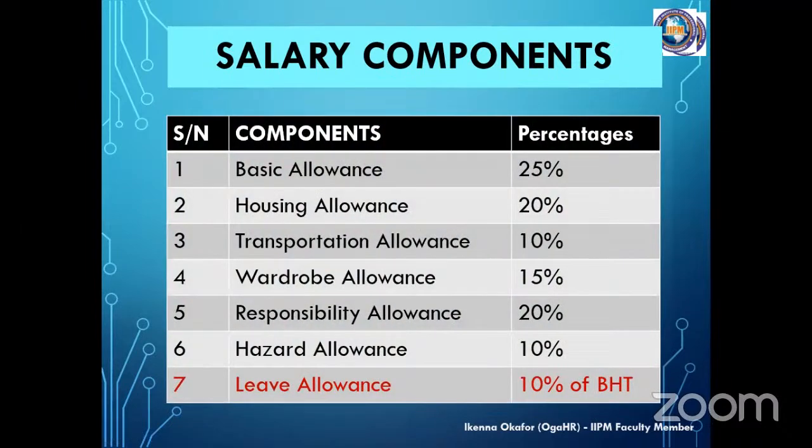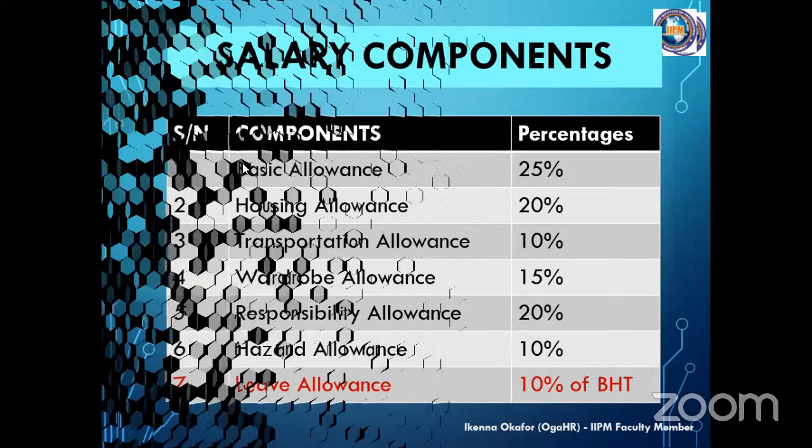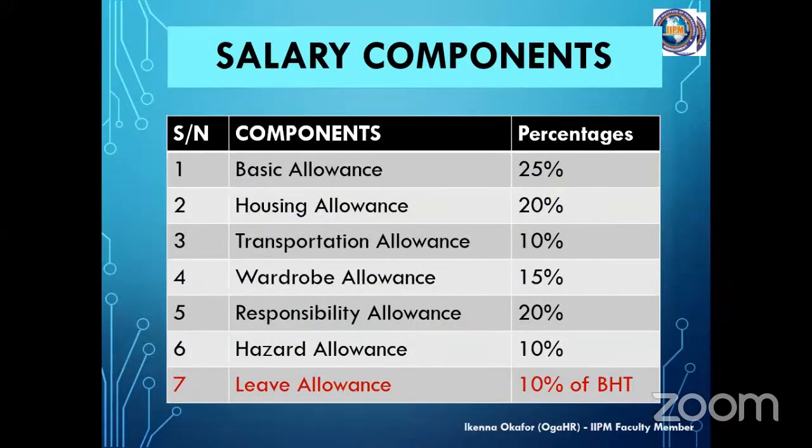So we have number one, basic; housing allowance; transportation. Now you see these first three, BHT or BTH, as you try to call it. They are sacrosanct in every salary. Based on the standard, you have basic at 25%, then housing 20% and transportation 10%. Other ones you can split the way you want, like wardrobe, responsibility, hazard. If you calculate from number one to six, it should give you 100%.